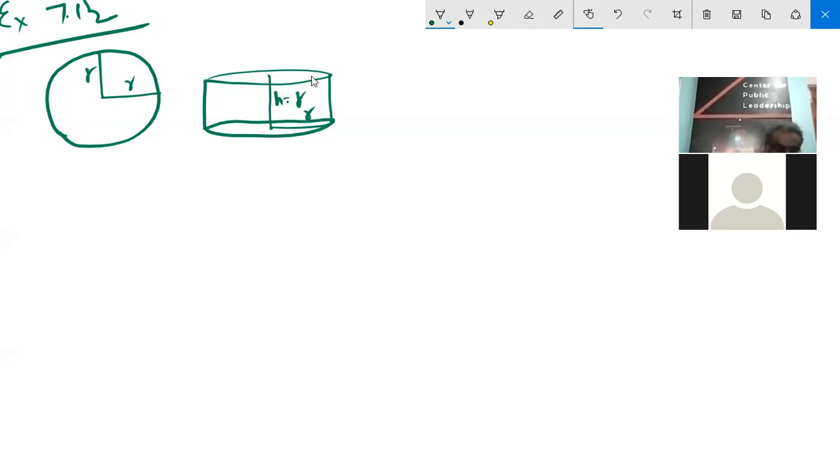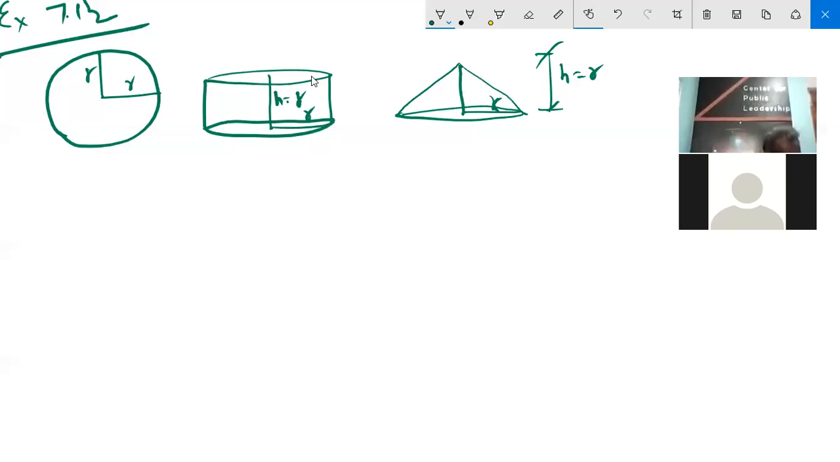Okay. And then he's telling there is a cone. The radius is R. Okay. Then H is also equal to R. Three things are there. Find the ratio of their CSAs. CSA 1 is to CSA 2 is to CSA 3. This is CSA 1, this is CSA 2, this is CSA 3. Find the ratios. Okay. What is the formula for the sphere?